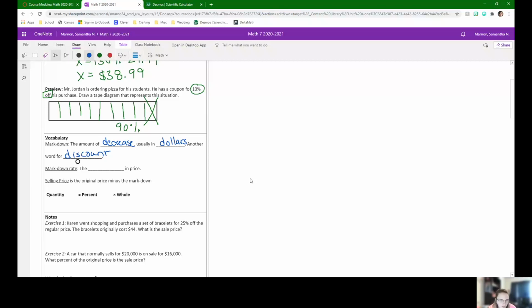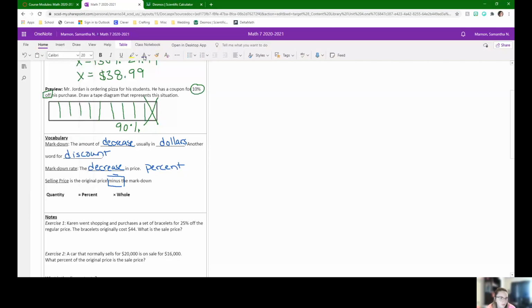So the markdown rate is going to be the actual decrease in price. And it's going to be in a percent. So if we want to look at the selling price, it's going to be the original price minus the markdown. So we're not going to add it this time. This time we're going to subtract it and get a lower number. We want to earn money or save money, so we're going to spend less.